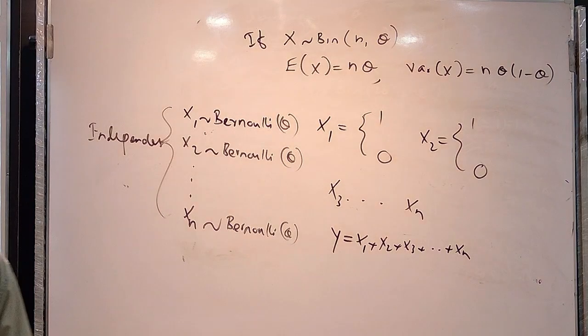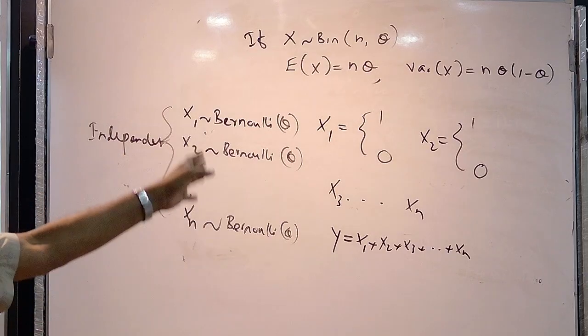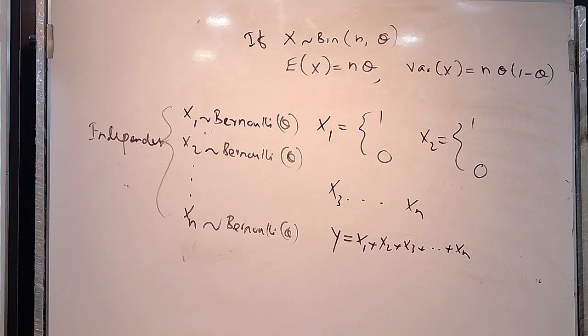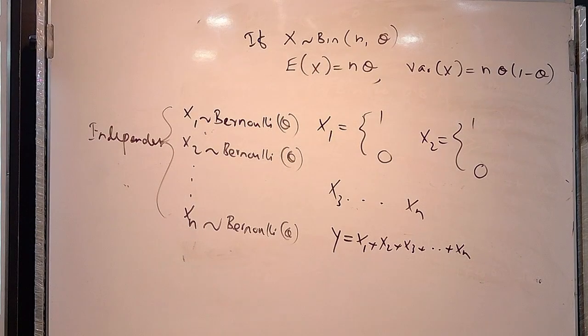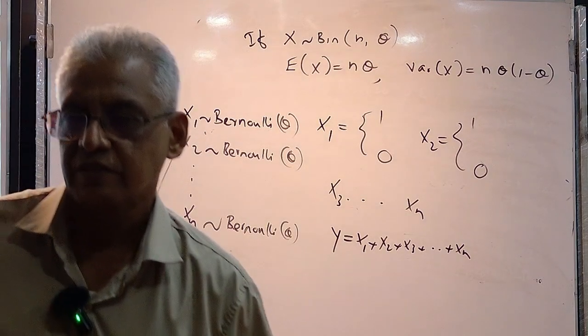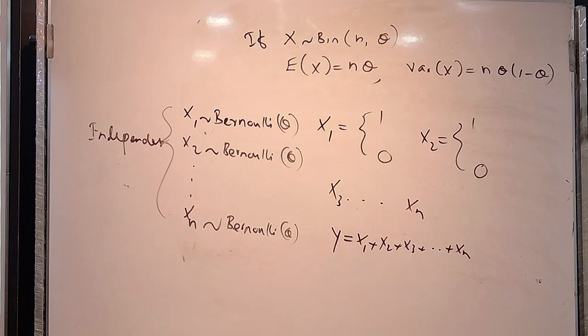The sum will be 1 or 0, 1 or 0, 1 or 0, right? Sum of those. So sum will be equal to what? Sum of x1 up to xn will be the sum of ones. Sum of ones means sum of successes in n trials. So y actually is the number of successes in n trials. So according to what we learn here, what should be the distribution of y?